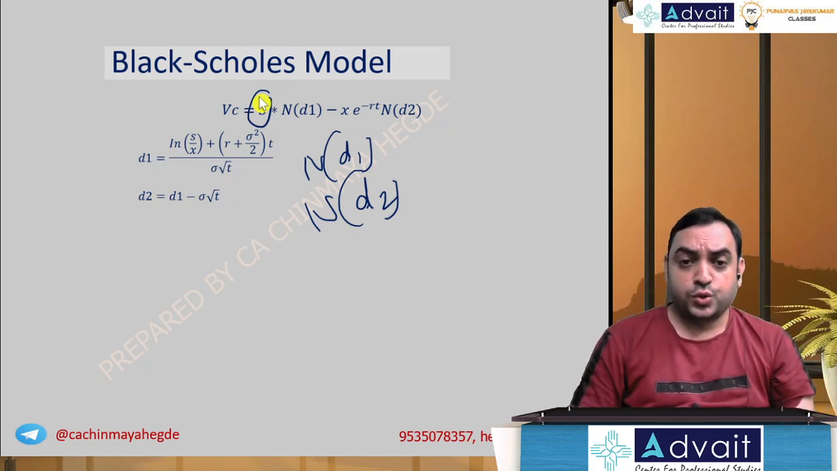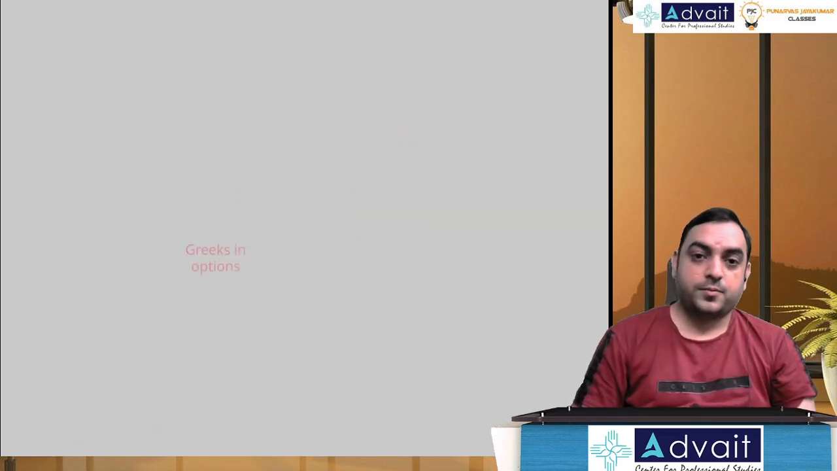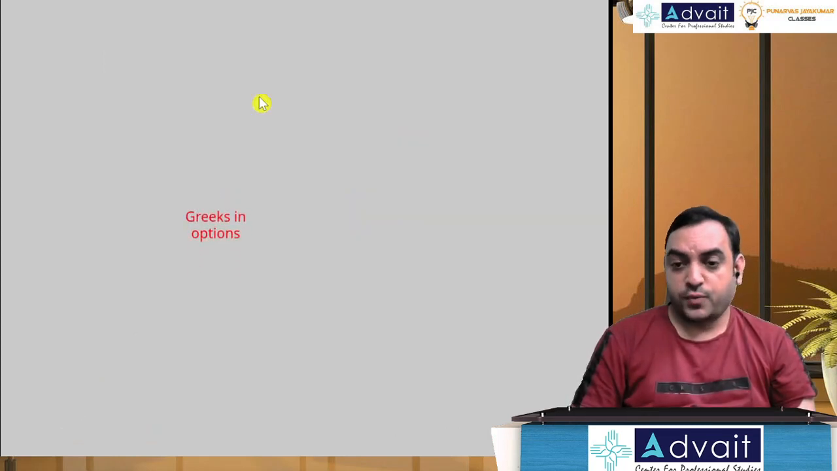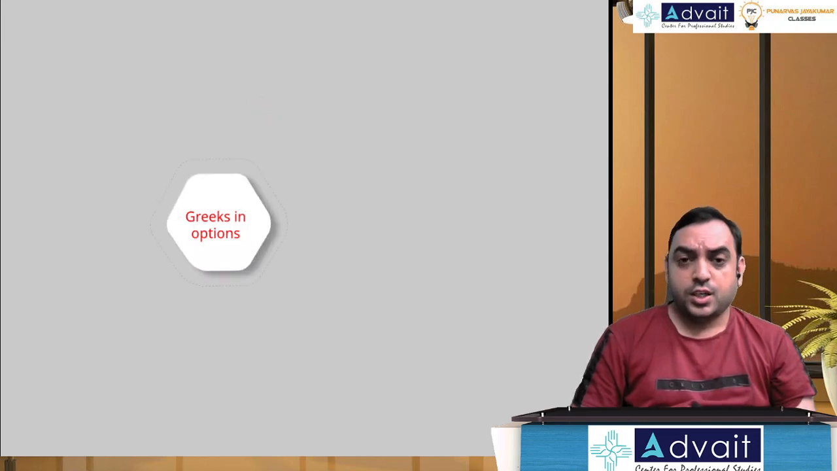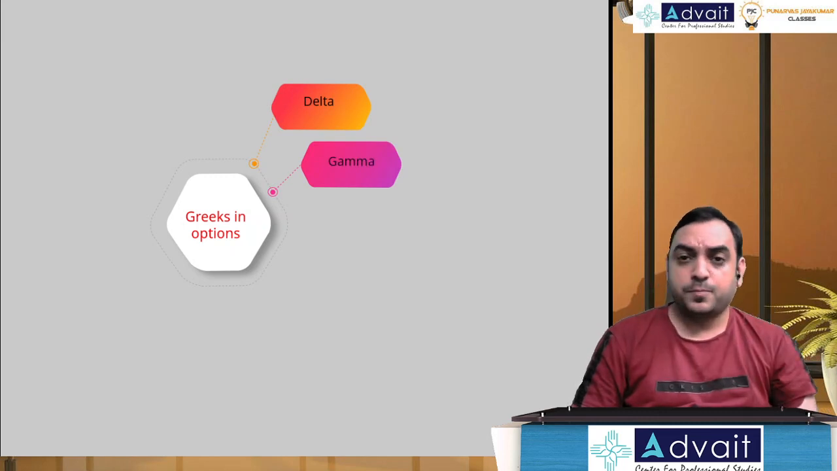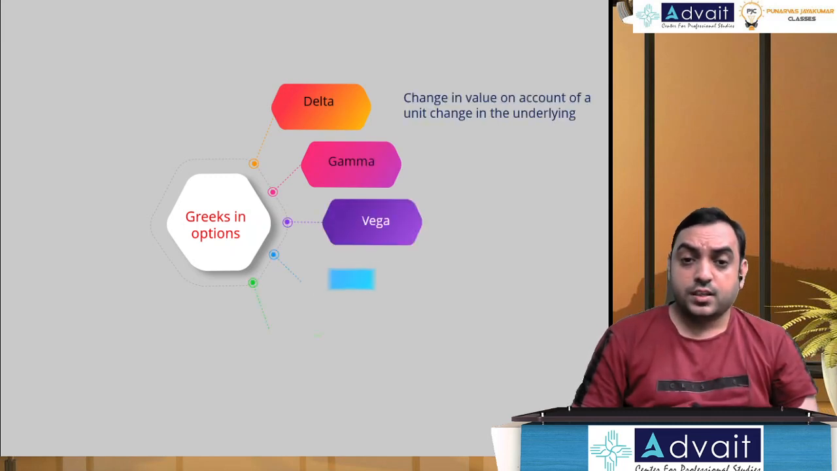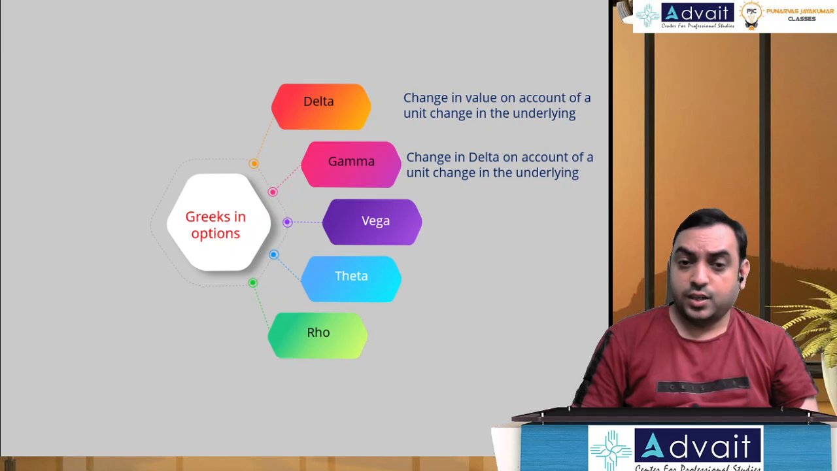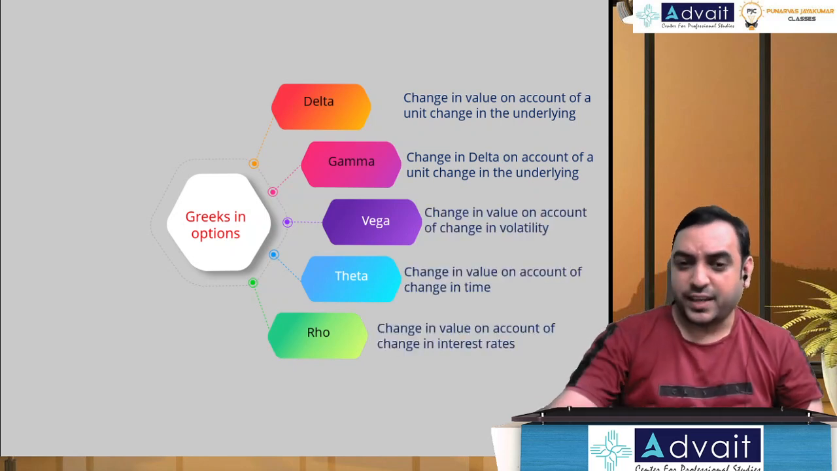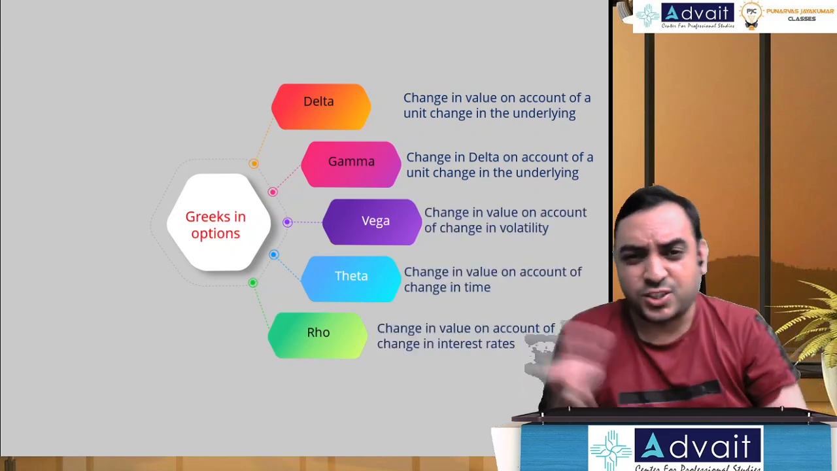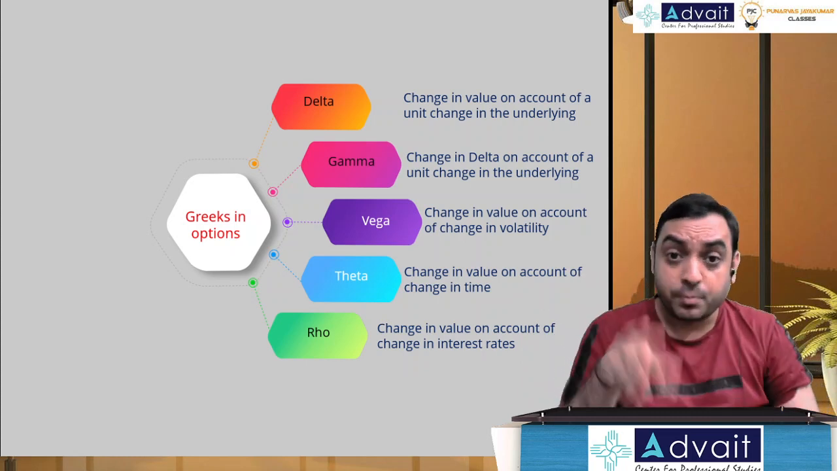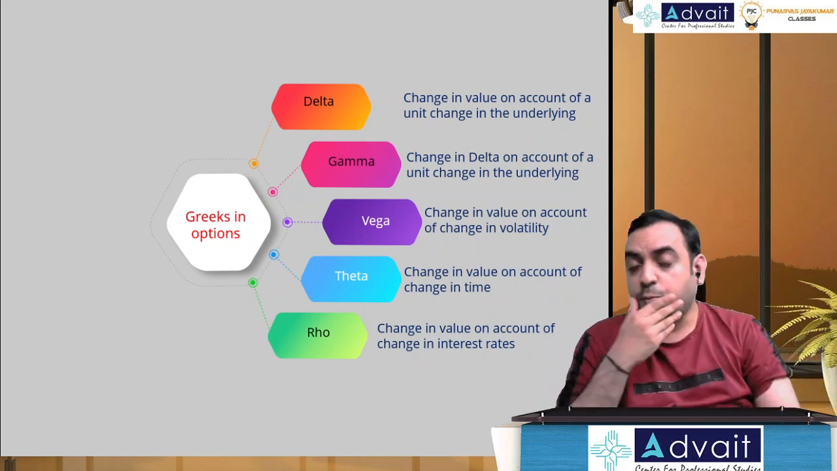Let me quickly go through the Greeks in option valuation. We have Greeks, some measures: delta, gamma, vega, theta, rho. Okay, let me explain. It is not a difficult one. In the exam, it's not so important. Theory questions are what they can ask. Practically, it's important if you're trading in options.